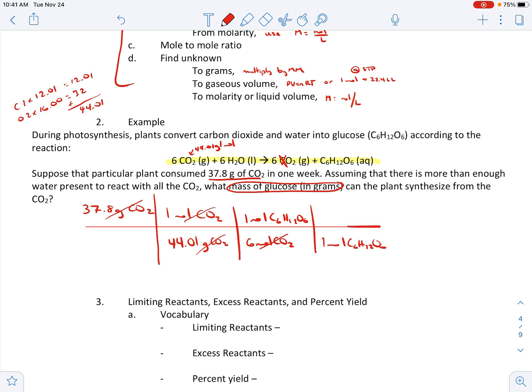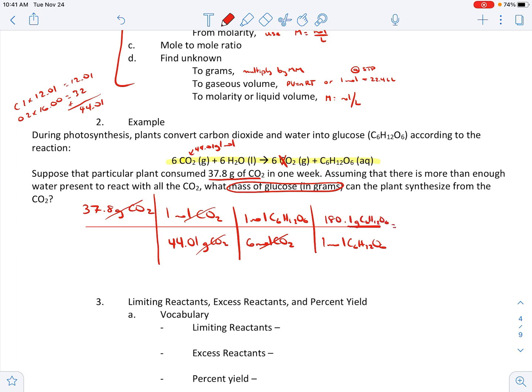We're going to take 12 times 6, plus our 12, and then plus 16 times 6. So we should get around 180, like 180.1, all right?